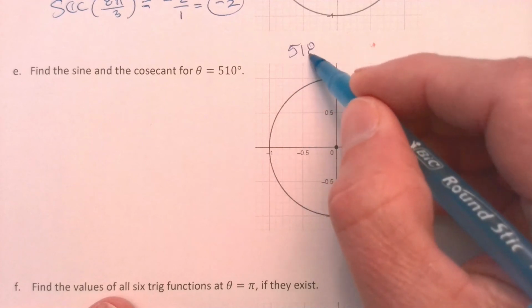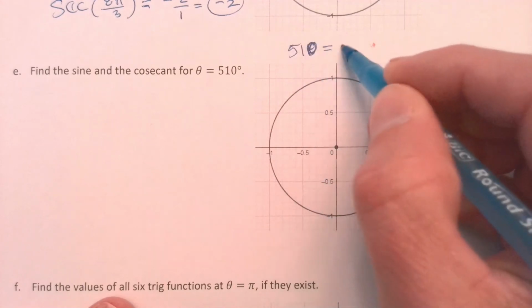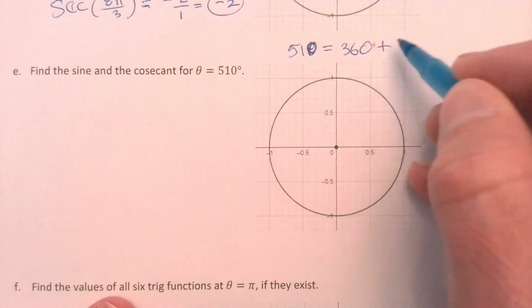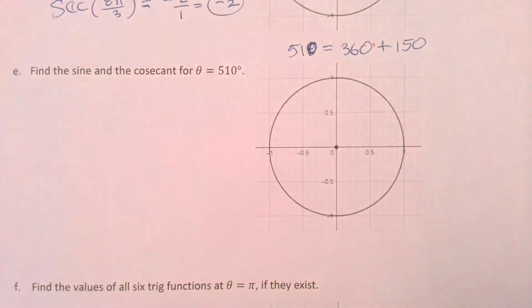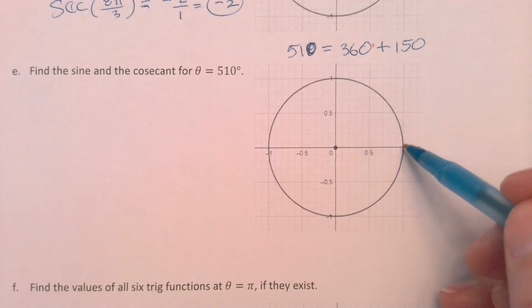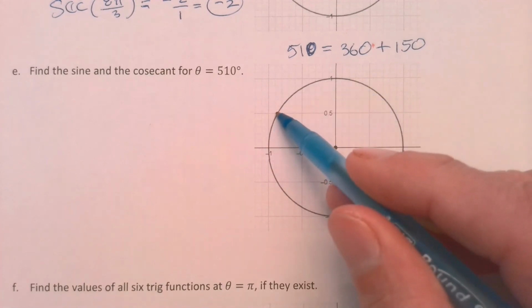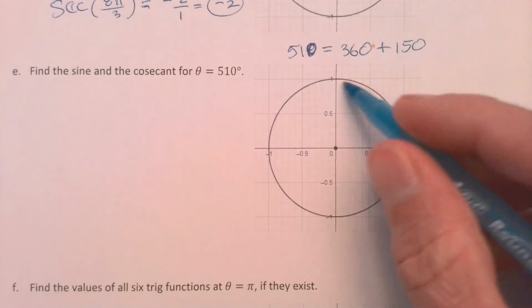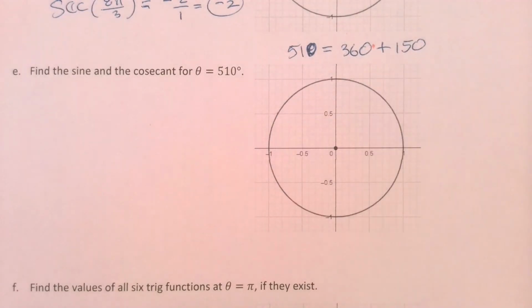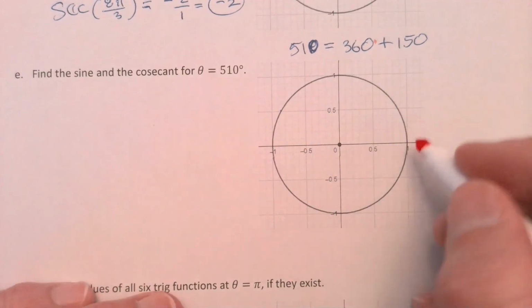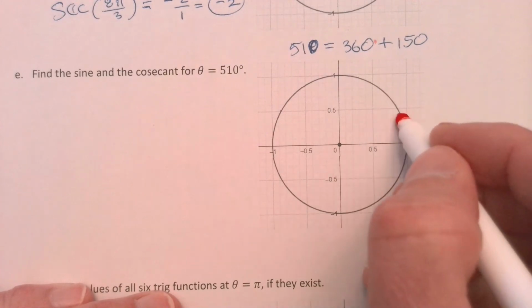So what you might do as a first step is to figure out that 510 degrees is 360 degrees plus 150 degrees. Check that. I think my arithmetic is correct there. What does that mean? Well, it means that if you went 360 degrees and 150 more, you'd be here, which is the same as just going 150 degrees in the first place. So there it is. There's the angle that we're looking for.